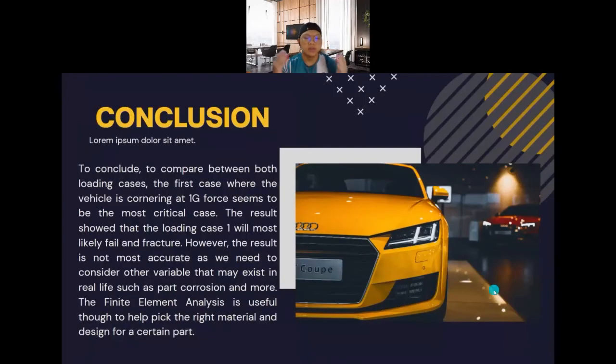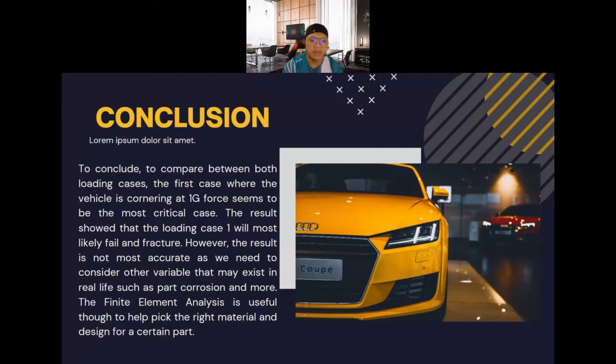Okay, to conclude everything from this project, to compare between both loading cases, the first case where the vehicle is cornering at 1 g-force seems to be the most critical case. The result showed that loading case 1 will most likely fail and fracture. However, the result is not most accurate as we need to consider other variables that may exist in real life, such as part corrosion and more.